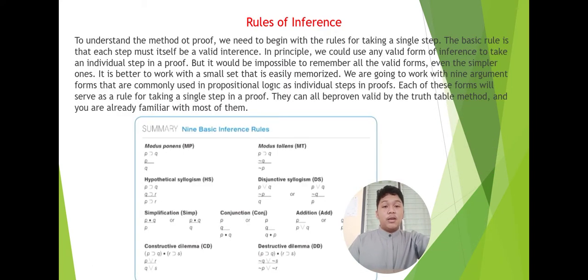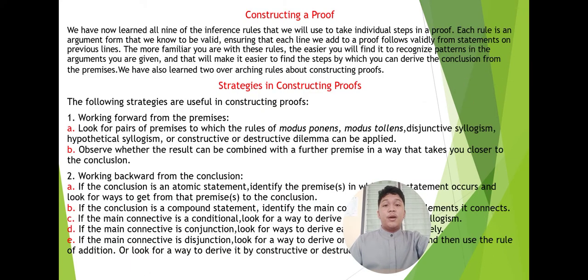Okay, so there are also rules of inference. We have 9 basic inference rules: modus ponens, hypothetical syllogism, simplification, constructive dilemma, modus tollens, disjunctive syllogism, conjunction, addition, and destructive dilemma. In constructing a proof, we have now learned all 9 of the inference rules that we will use to take individual steps in a proof. Each rule is an argument form that we know to be valid, ensuring that each line we add to a proof follows validly from statements on the previous lines.